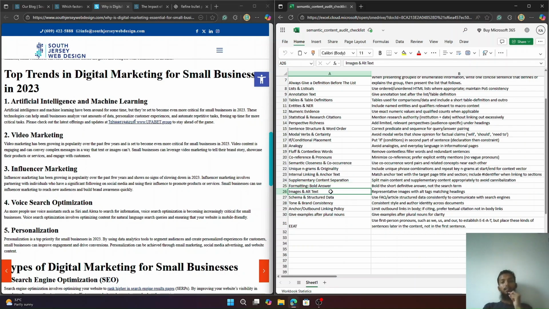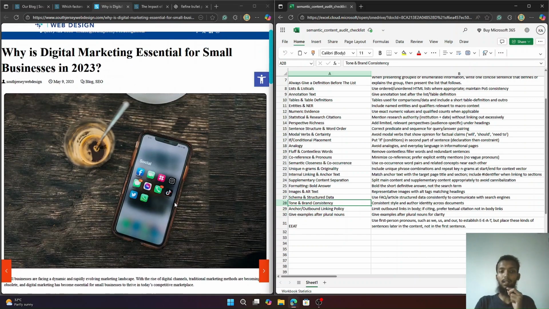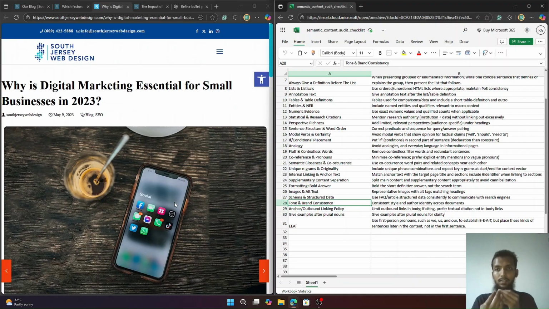So yeah, and then the next one is images and alt text, and I don't know what they did. I am not going to go through that. Also schema, the tone and brand consistency. Like I said, you have to be as professional as possible instead of being friendly. Sometimes we use a friendly tone, but that is good for copywriting, not for catching the eyes of the algorithm.